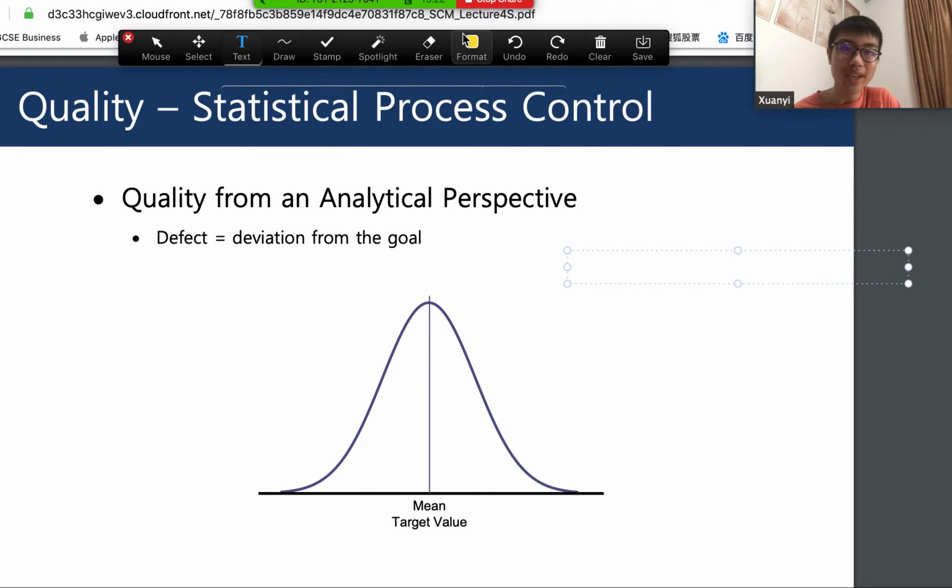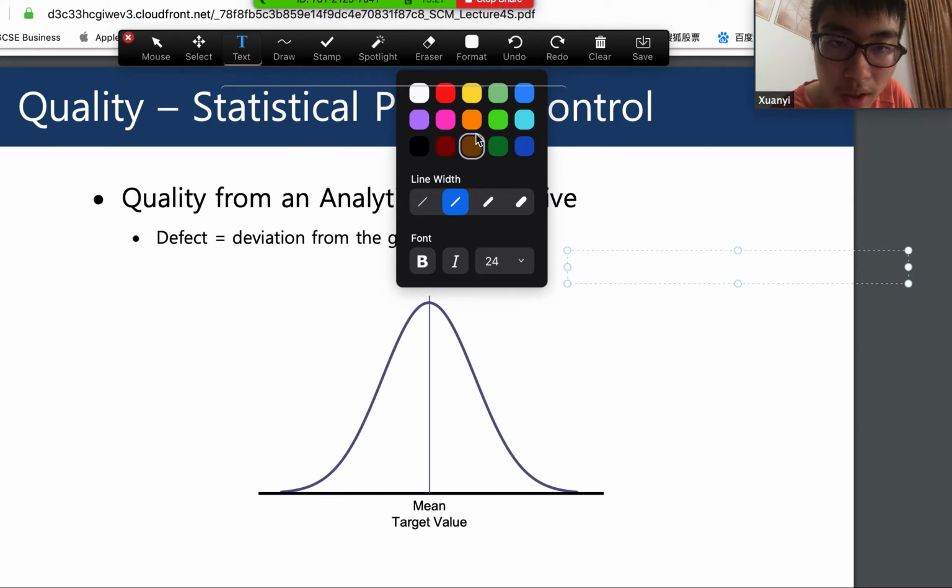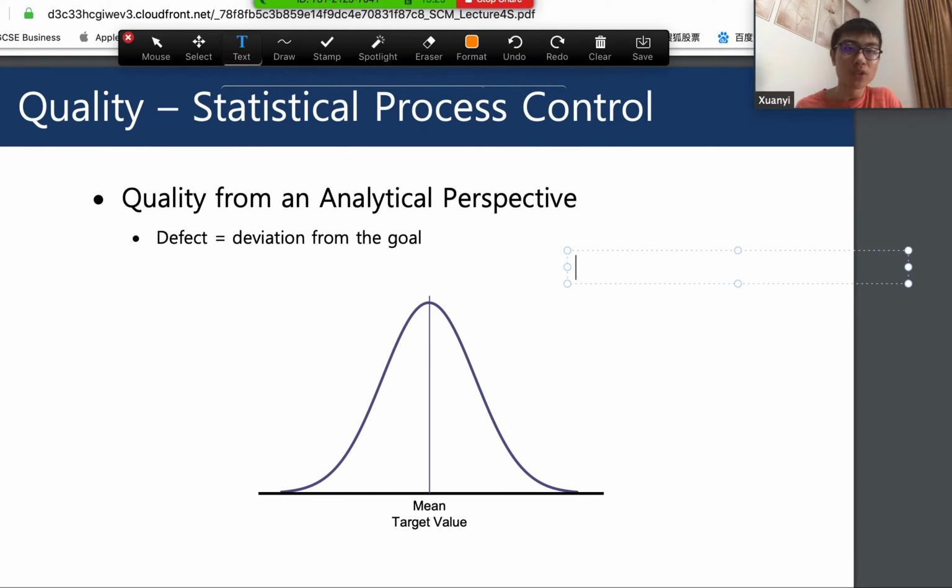So first of all, let's use an example. Let's use a more straightforward example. What color should I use? I pick orange color. Okay. So we use an example.